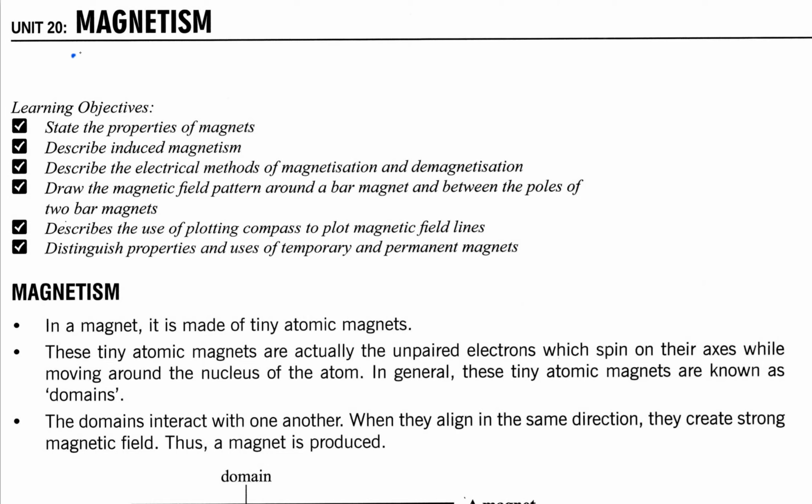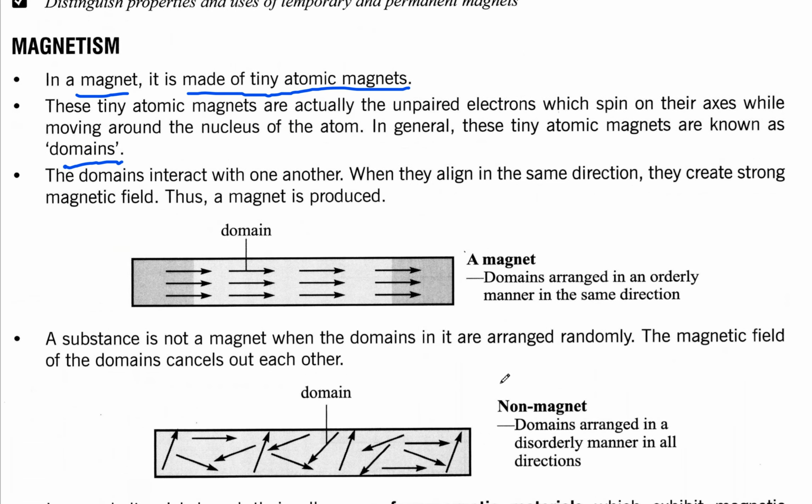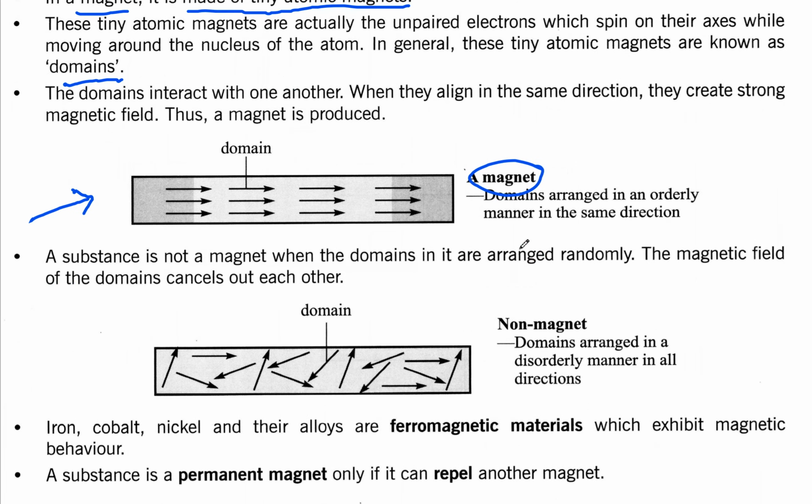Magnetism. A magnet is made up of many tiny magnets called domains. When the domains are aligned in the same direction, you get a magnet. When the domains are randomly arranged, you get an unmagnetized material such as a piece of iron or steel.